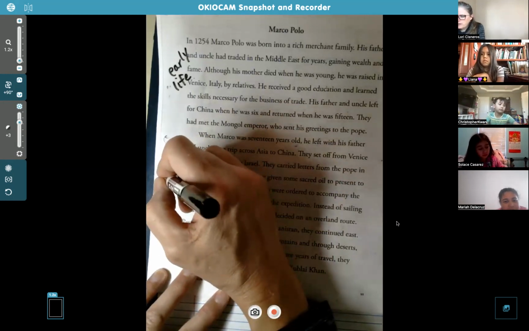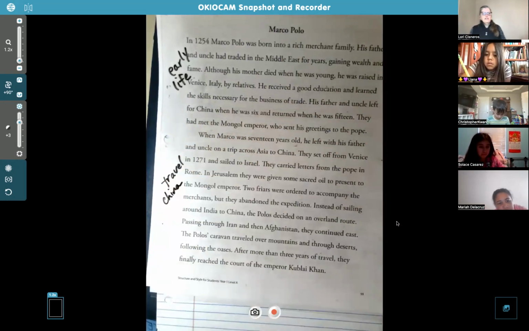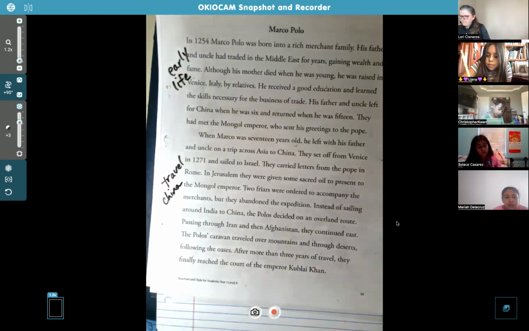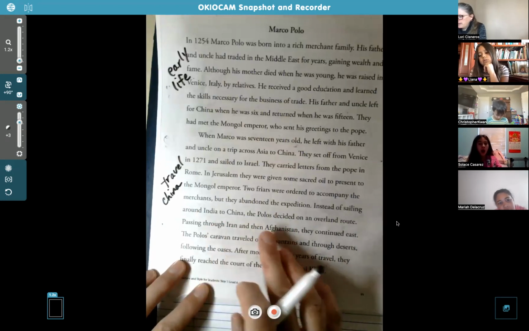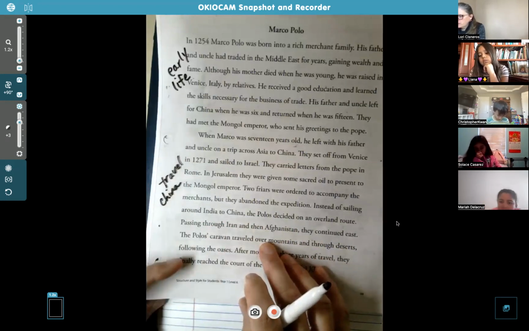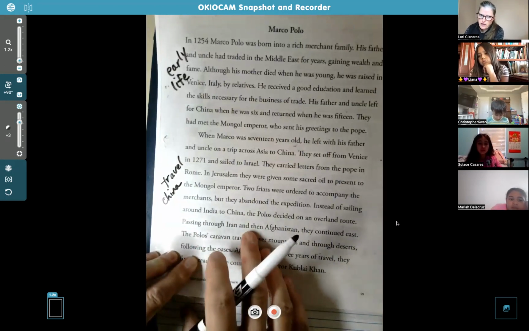So let's put in the margin here, travel and China. That's where they were headed. They were traveling to China. Travel and China. Yep, and they were delivering letters from the Pope, and they were also trying to just get to China, right? Crossing over India and all these other places, Jerusalem. They were trying to get to the Mongol emperor. So it's all about their travels, okay, across China.